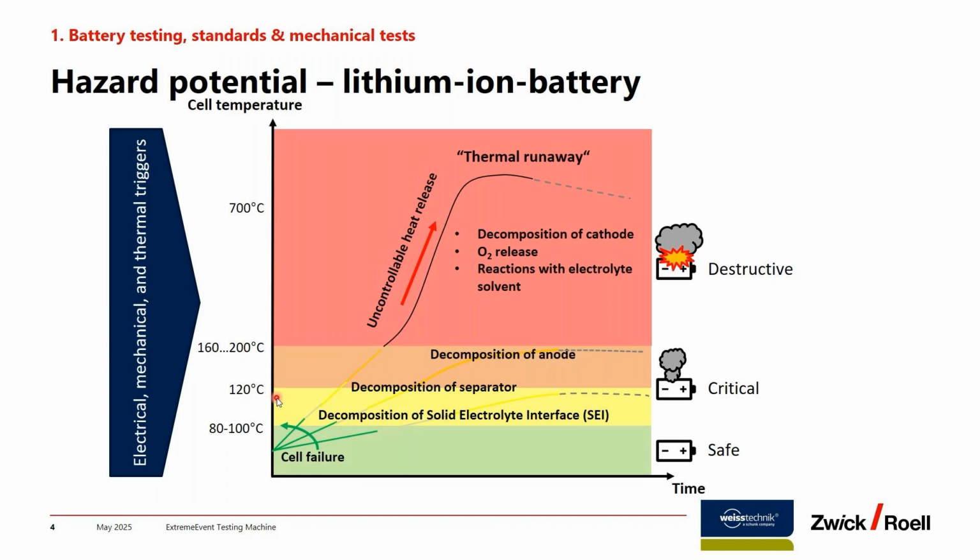And there are some tests where we go directly into this thermal runaway situation. This means, for example, nail penetration, crash tests, or thermal overheating. These are the mechanical parts. Additionally, there are some electrical tests. This means short circuiting or overcharging of the battery, where we go directly into this thermal runaway to see what's happening with the battery itself.